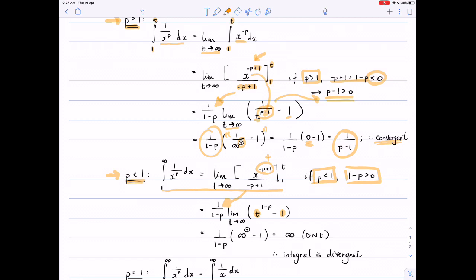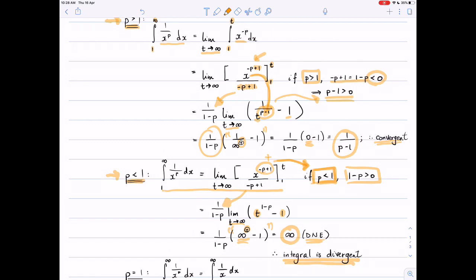As t is going to infinity, that is infinity to a positive power, because that power was already positive in the numerator. In the previous case, I had to bring it down to the denominator to make it positive, but it is already positive in the numerator here. So if this is growing towards infinity, then my answer is going to be infinite. In other words, the limit does not exist. And if the limit does not exist, the integral is divergent.